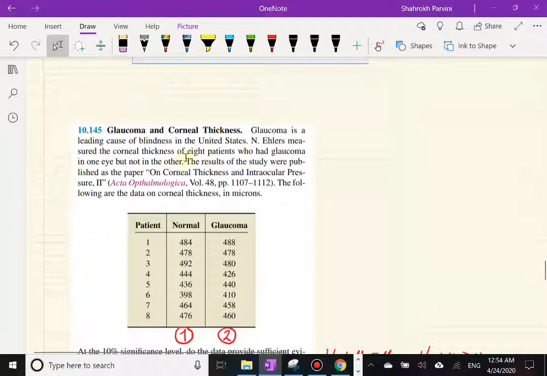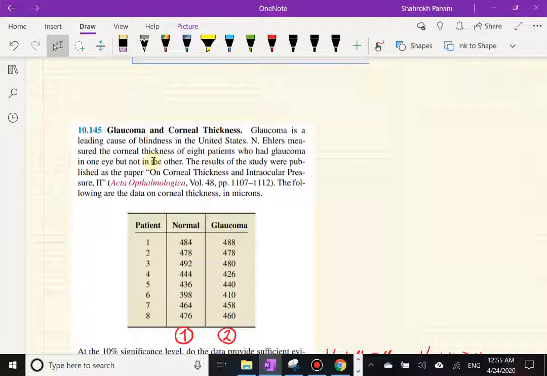Now note here, these are the same individuals, same subjects. Let's say myself, I'm one of these 8 patients. So suppose I have glaucoma in one eye, my right eye, and my left eye, I do not have glaucoma. So the point being, it's 2 measurements obtained on the same experimental unit, meaning in this case, on the same person, same individual, same subject. That's why pairing makes sense here.